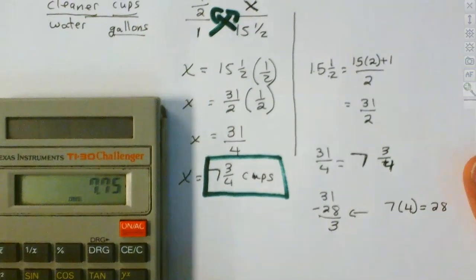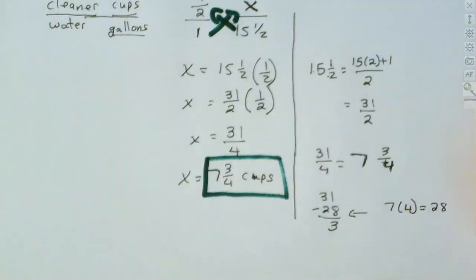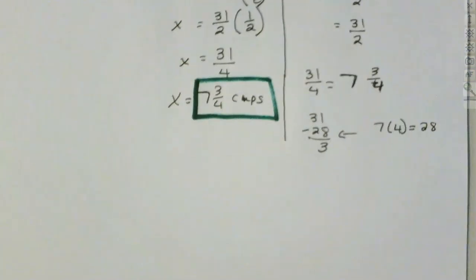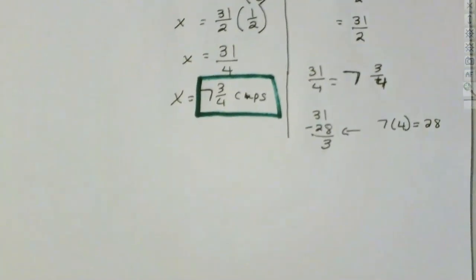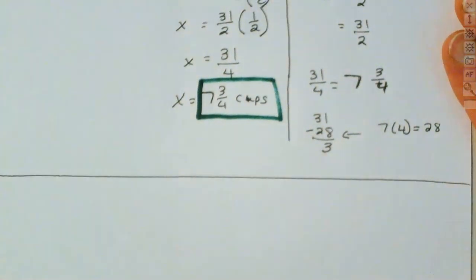Either way, when I'm done, I'm going to have to go back and I'm going to have to pour 7 3/4 cups of cleaning fluid. And that should make sure that the machine has the correct strength, that we were not wasting any chemicals. But you could look at it either way. You can use the decimals if you prefer, or you can use the fractions.